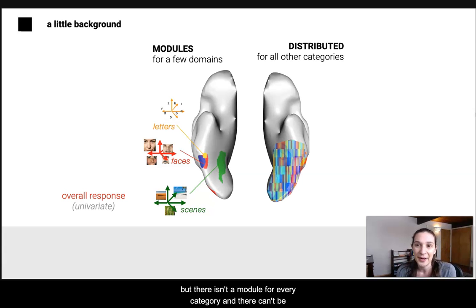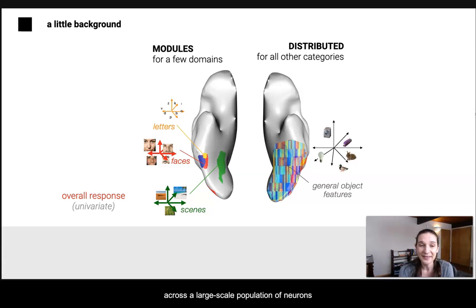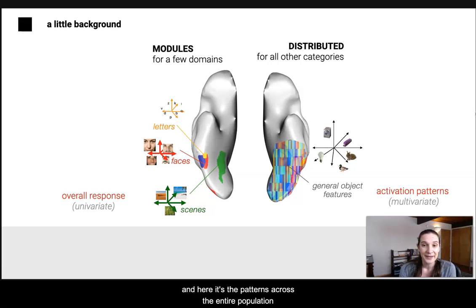But there isn't a module for every category, and there can't be. So how are all the other categories of objects represented? And the main theory here is that they're represented using distributed codes across a large-scale population of neurons with more general purpose features. And here, it's the patterns across the entire population, both high and low responses equally, that are thought to code information about each category.